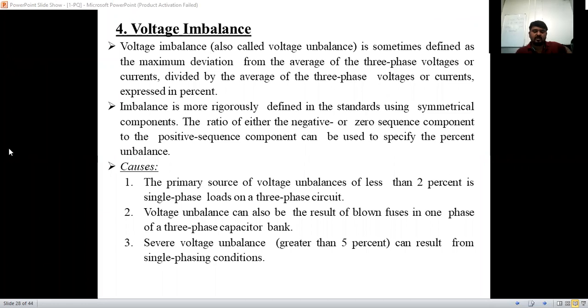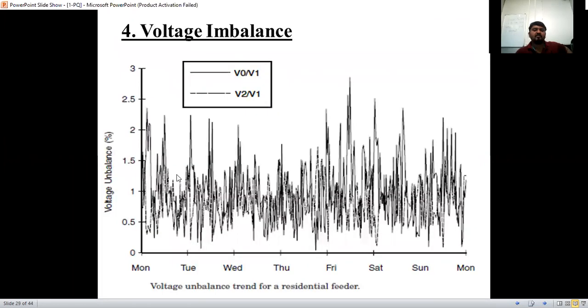So I will show some diagrams here. See, this is the diagram. Suddenly the voltage is increased here, no, it is decreased, increased, decreased, increased. So that is what we are going to call voltage unbalance here.